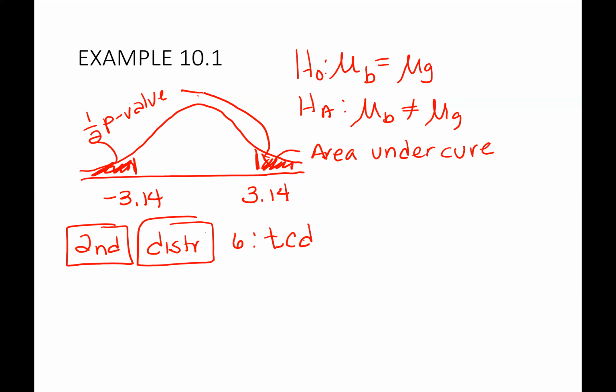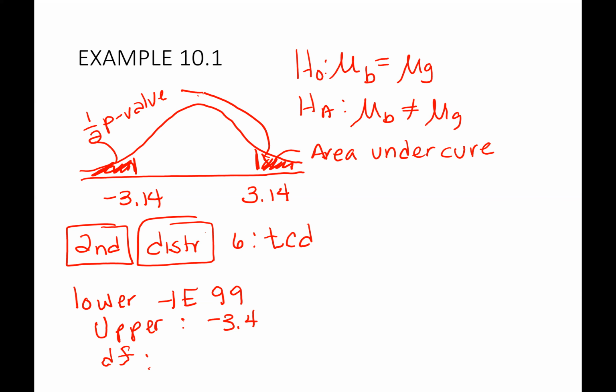tcdf. So we're going to have a lower limit of a really small number, our upper limit is going to be the -3.14. I could have done this the other way. I could have had my lower limit be 3.14 and my upper limit be 1 times 10 to the 99. I just need to find the area in one tail or the other. So what do we get? And the degrees of freedom, which I have to calculate. Oh, dadgummit. I have to calculate that.